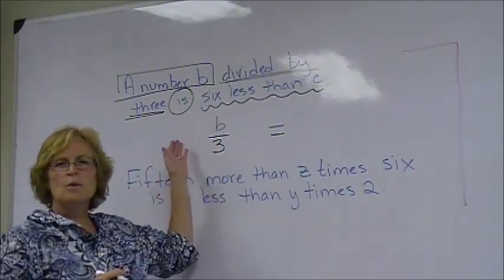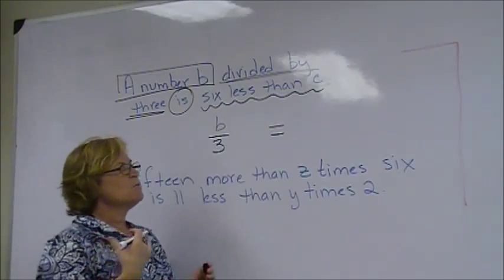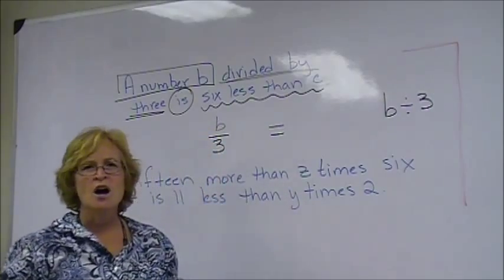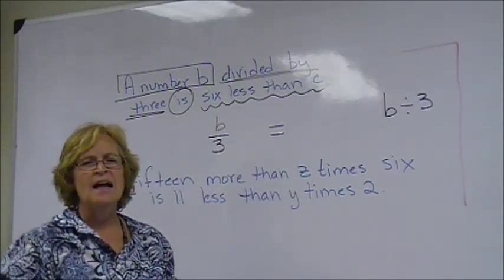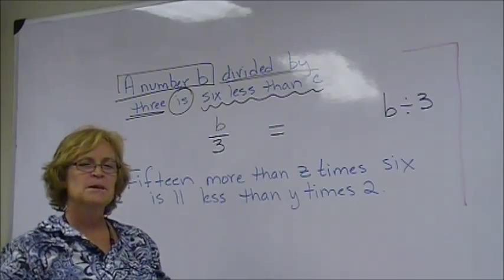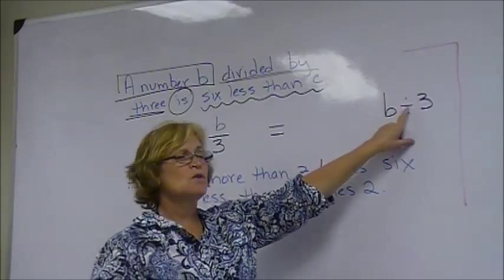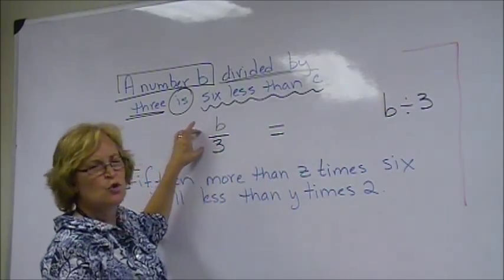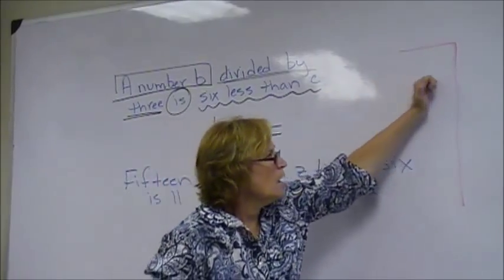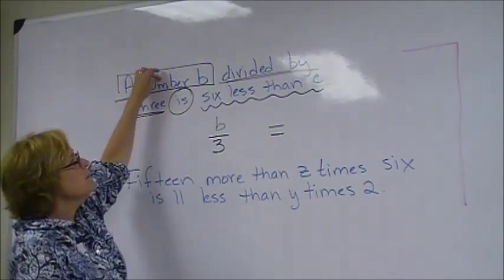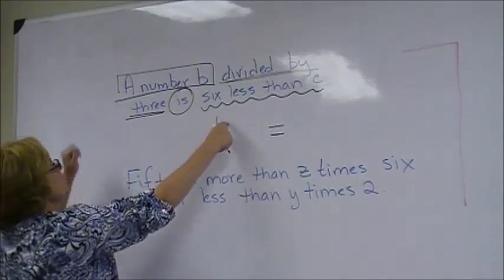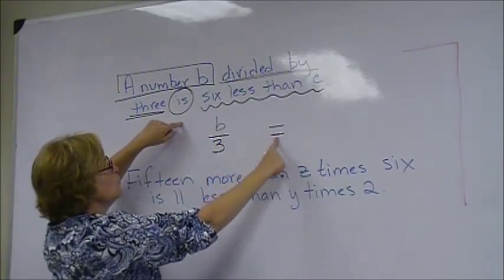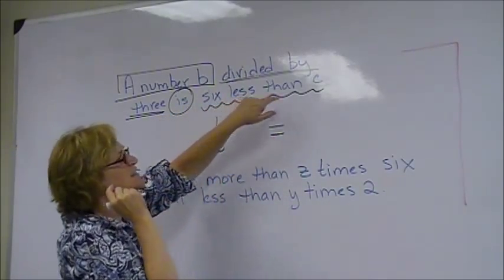Now, this is one way of writing it. Okay, some of you might have gone ahead and thought of it this way. That's not wrong, but it's also not as proper as we want to be now in algebra. So let's forgo the division sign and remember that I can write division as a ratio of 2 integers. Okay? All right. So now I have a number b and then divided by 3. So number b is up on top, divided by 3 is my bottom, is, which is equals, and then it says 6 less than c.